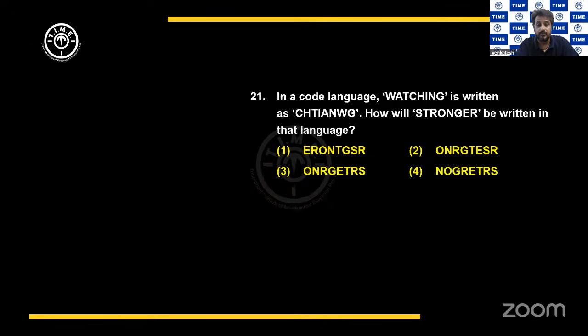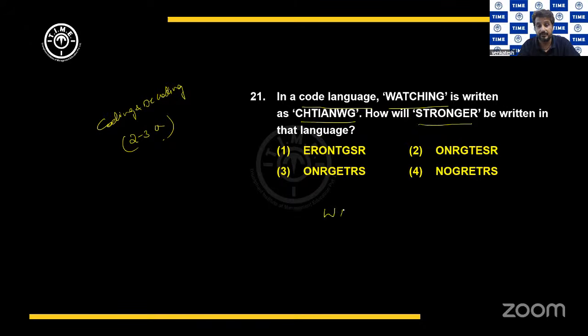Right. Coding and decoding. Again, one more interesting topic, coding and decoding. Now from the area of coding and decoding, you will be given 2 to 3 questions in the prelim for sure. 2 to 3 questions minimum you will get in the prelim, I mean Tier 1. In a certain code language, watching is written as so and so. How will stronger be written in that language? Let me check the logic.